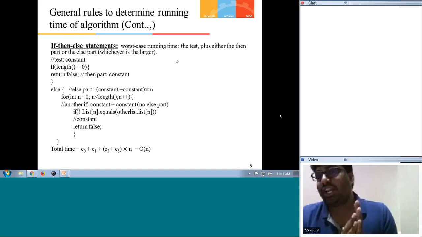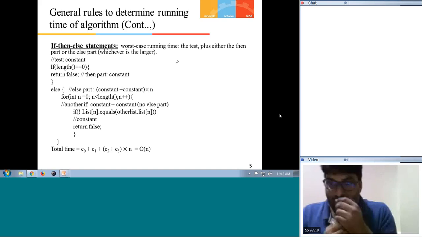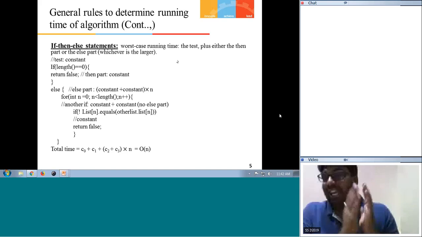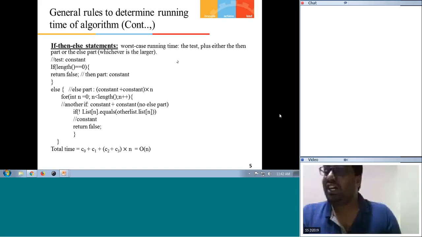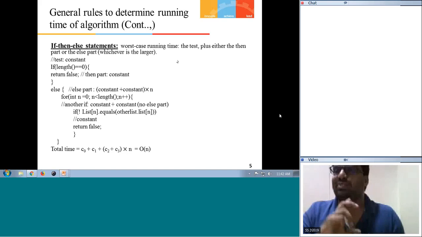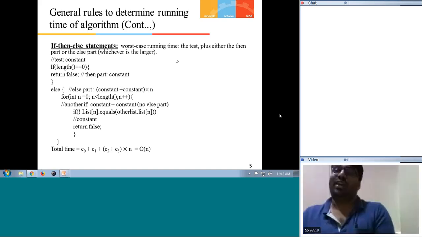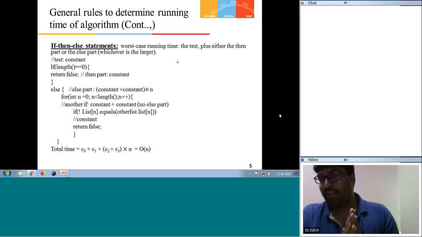Why are you not saying order of n squared? Why are you saying order of n? Why? Because in an if statement, we will always try to describe the worst case. Do not say max, say the worst. With some input, the else statement can get triggered and it will run for n square. That's why I am taking the worst case scenario of order of n.